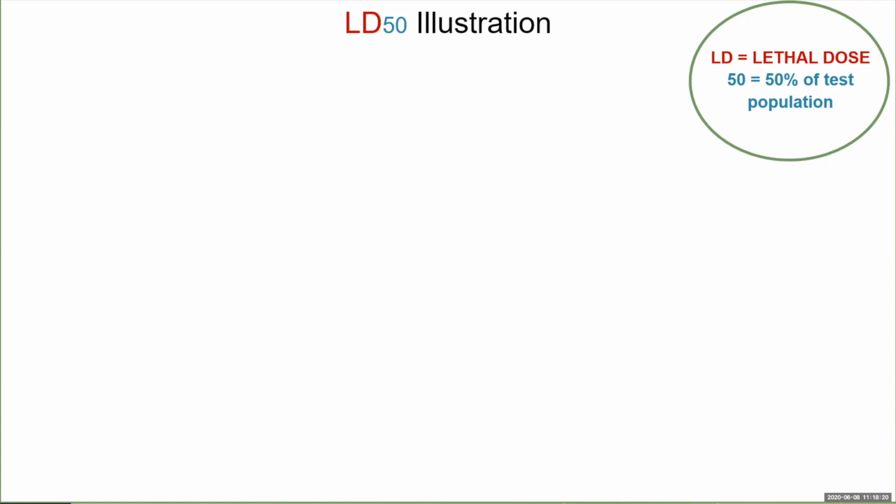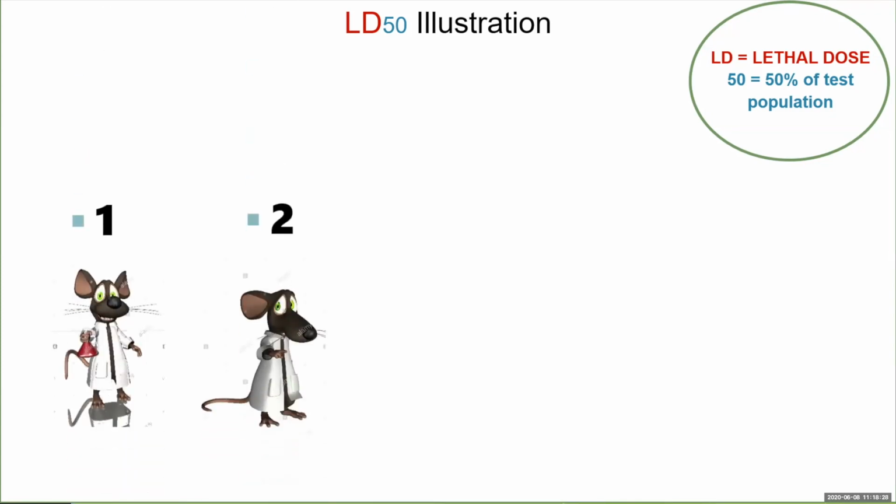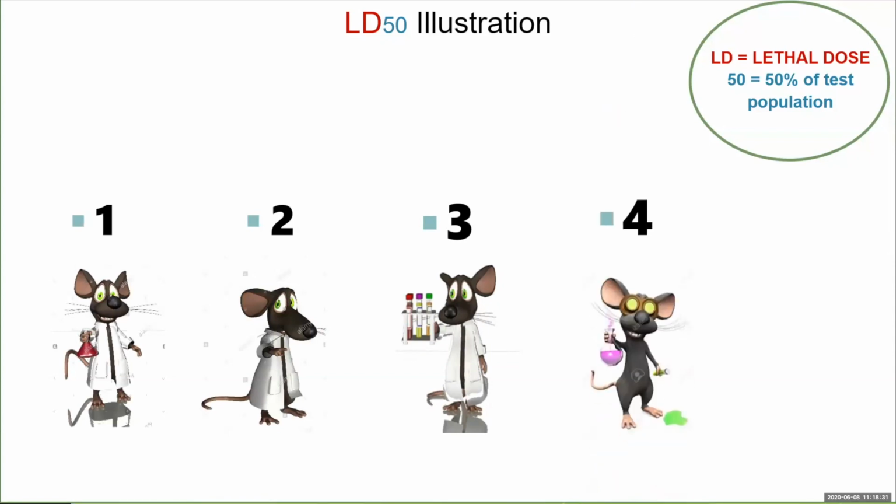I'm going to show you on the screen. In our LD50 test, we're going to use laboratory rats. So we have 4 laboratory rats. We're going to give them each a dose of the active ingredient in this pesticide we're testing. Okay, so they each get a dose. And the fourth one dies. So that's one of the original four. Is that 50% of the test population? It's not, it's 25%. So we're going to give the remaining three an additional dose.